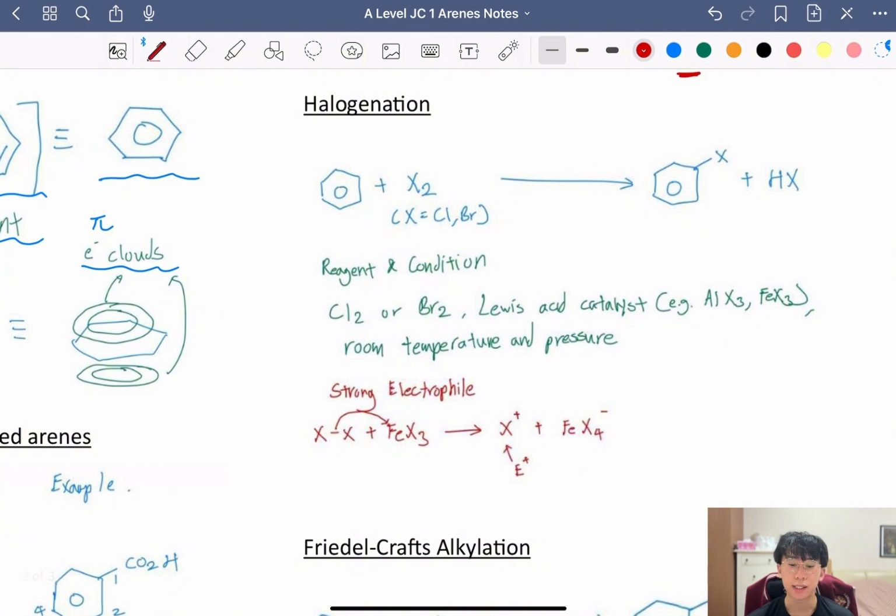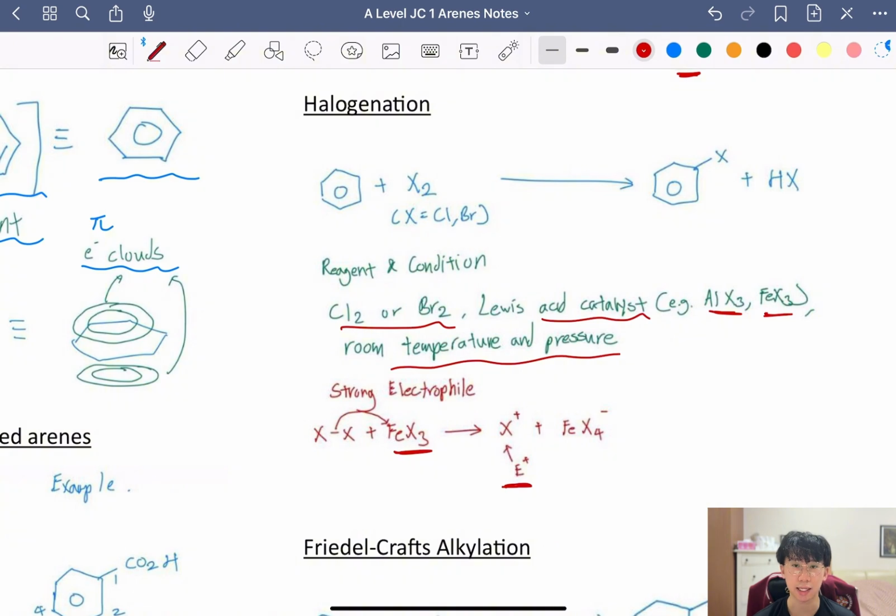Next up is halogenation. Now I can also add X into the benzene ring itself. So how that works is I will just use Cl2 or Br2 with a Lewis acid catalyst, which is very important for this reaction. So either AlX3 or FeX3 at room temperature and pressure. The strong electrophile is X+, and how it is generated is that the X2, the halogen, is going to react with the Lewis acid catalyst first, and that's why this is very important.